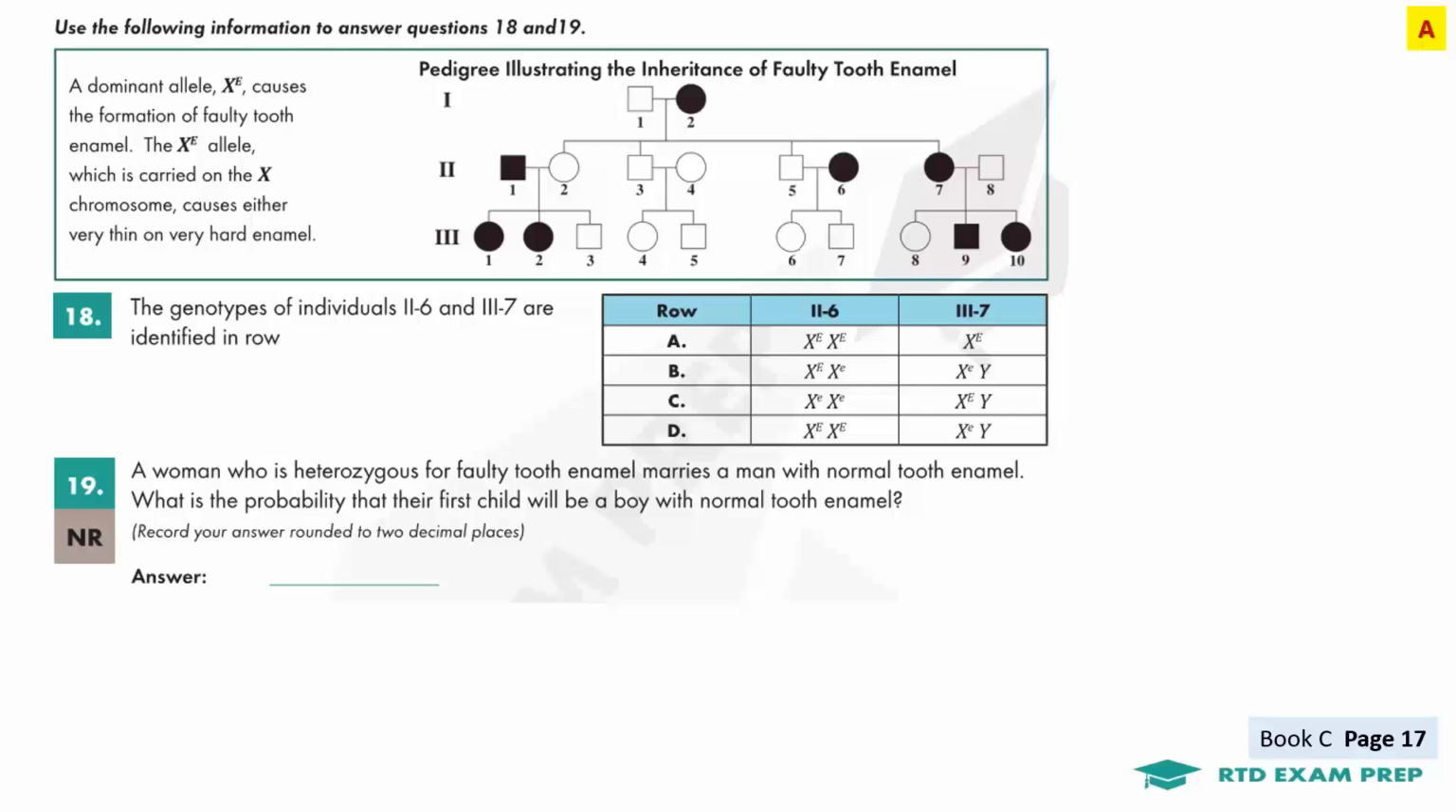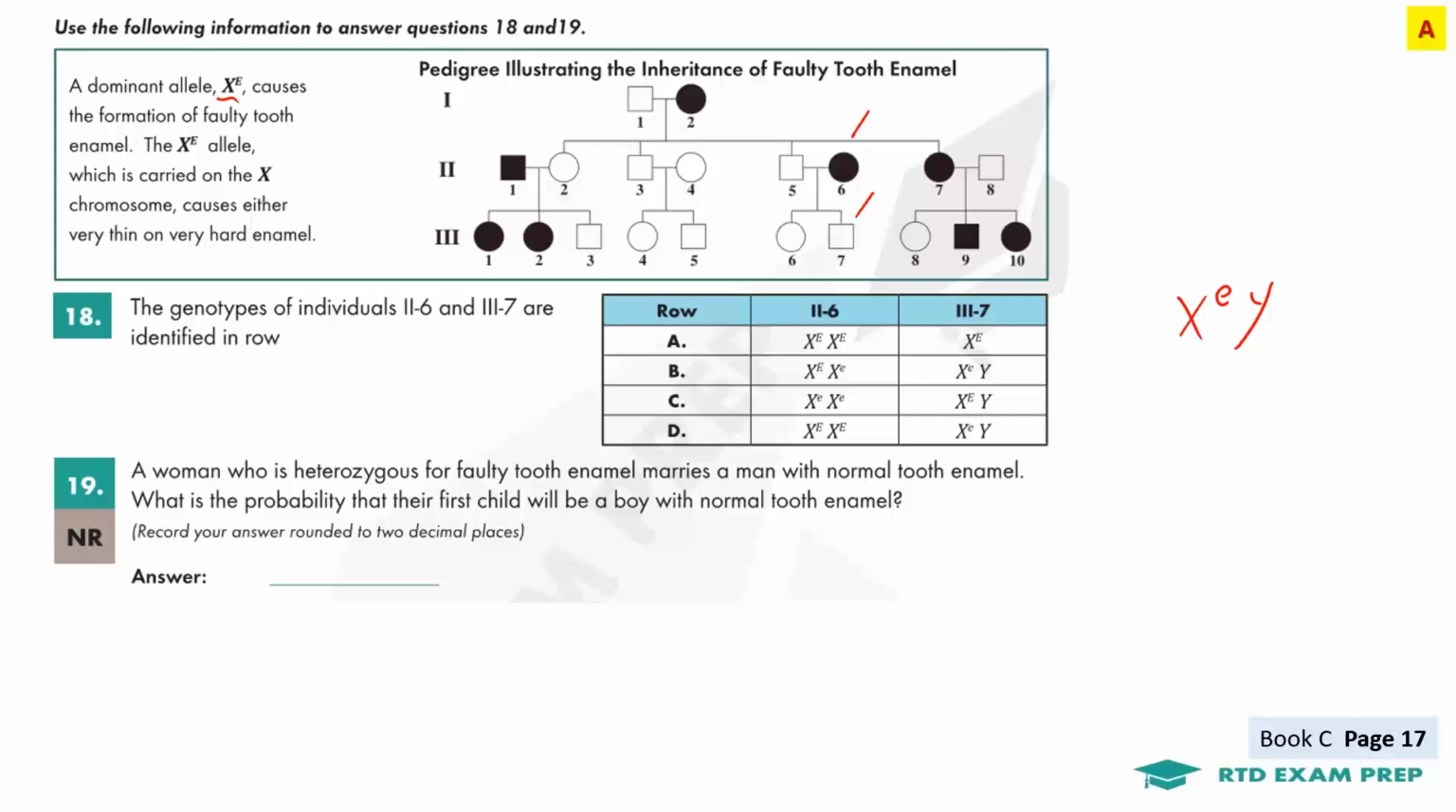In question 18, we're looking at a pedigree of faulty tooth enamel. It's a dominant X-linked disorder. So X^E will cause the faulty tooth enamel, where it's going to create very thin enamel. The genotypes of 2,6 and 2,7, and 3,7. Well, I look at that male first. We know that the male does not have this disorder, so the male must be X^e Y. If we set it up like that, our answer kind of just pops out at us.